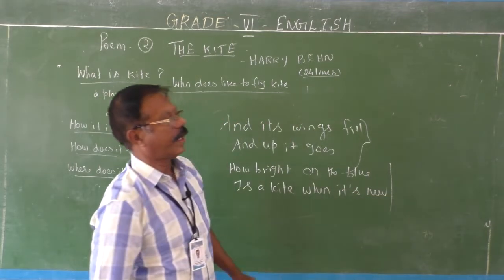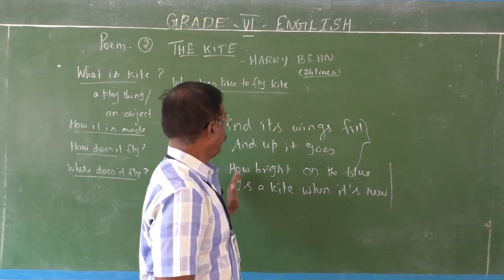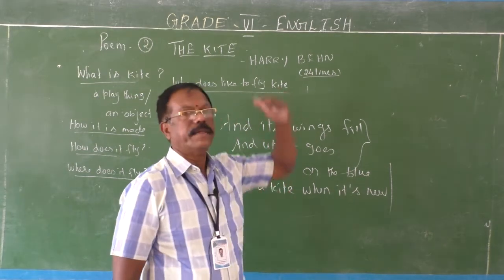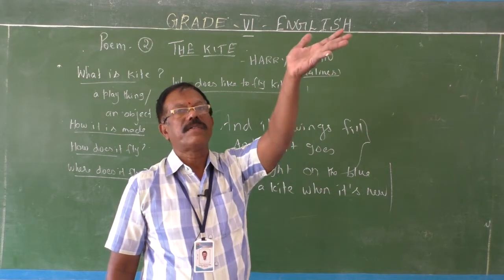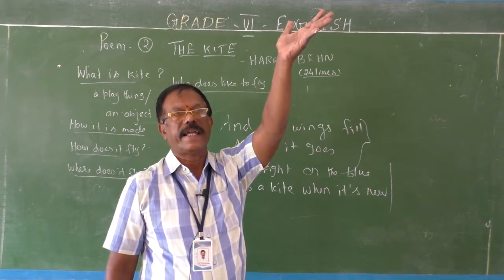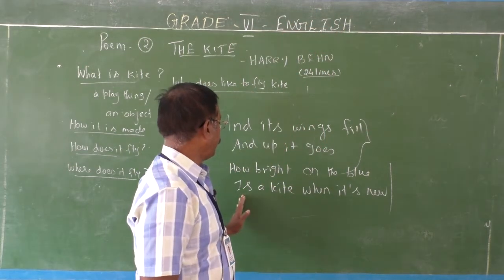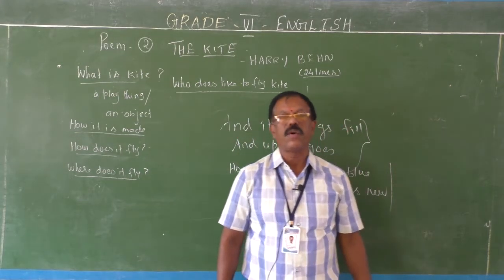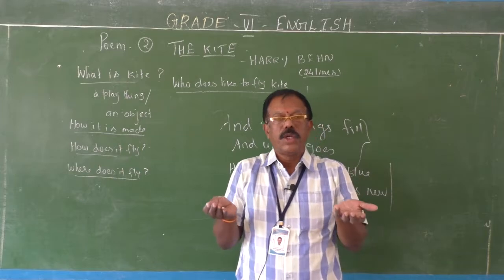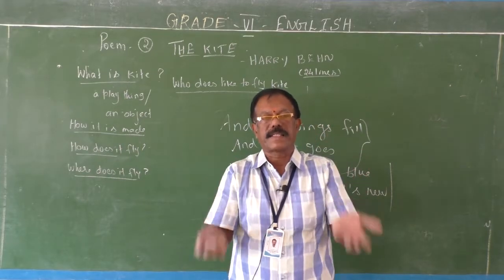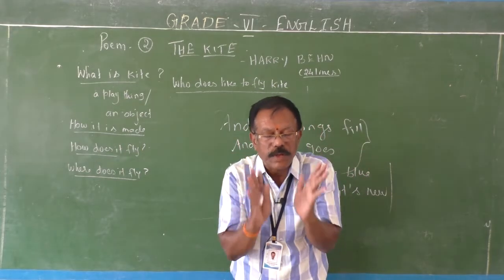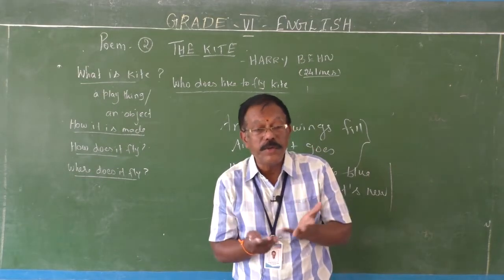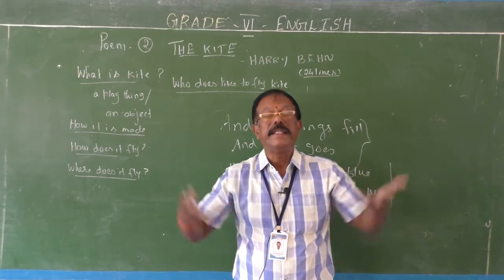So here in these two lines, what does the poet want to say? It looks so bright, it looks so new on the blue sky. Again it starts to rise up in the sky. Okay, fine. And it's a kite when it is new. So when again it starts to fly so high in the sky, when it starts to soar up and up in the sky, it looks so beautiful. It looks so nice. It looks so new. It looks so bright in the blue sky.